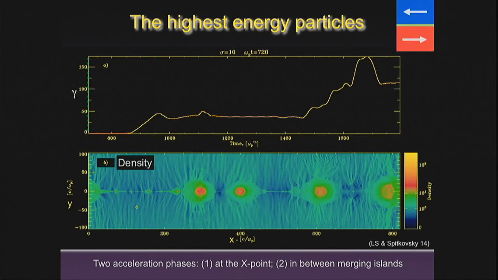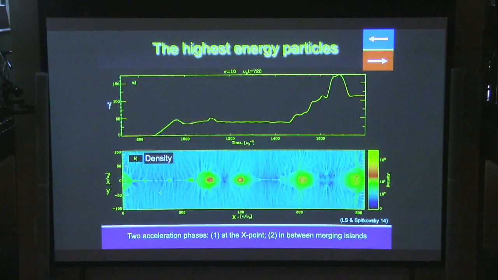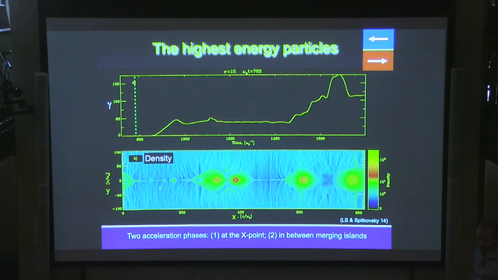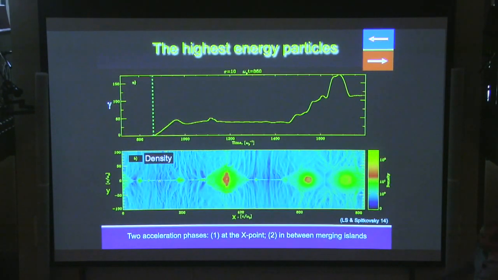So I just want to spend one slide on the details of the acceleration process by following one representative particle that will interact with the current sheet. On the top panel, I show the energy of the particle as a function of time as it interacts with the current sheet. And you see that there is a critical time in which the particle energy starts to go up. And this is now.